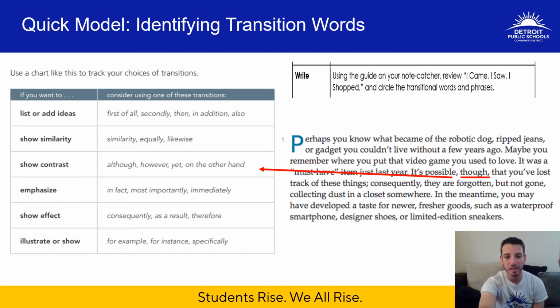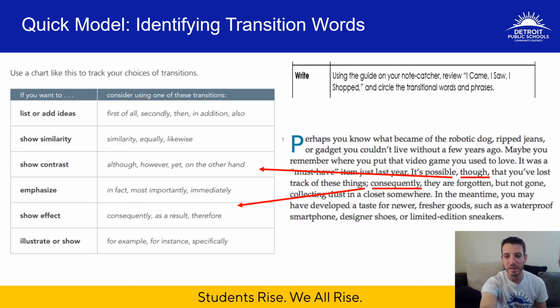So "consequently" is an example listed in the chart here, so I definitely know it's a transition word. And I know it's showing effect because it's basically saying that you've lost track of these things. So because of that, the effect is they're probably collecting dust in a closet somewhere. They are forgotten but not gone because they're somewhere in the closet collecting dust. Let's keep reading and find a few more.